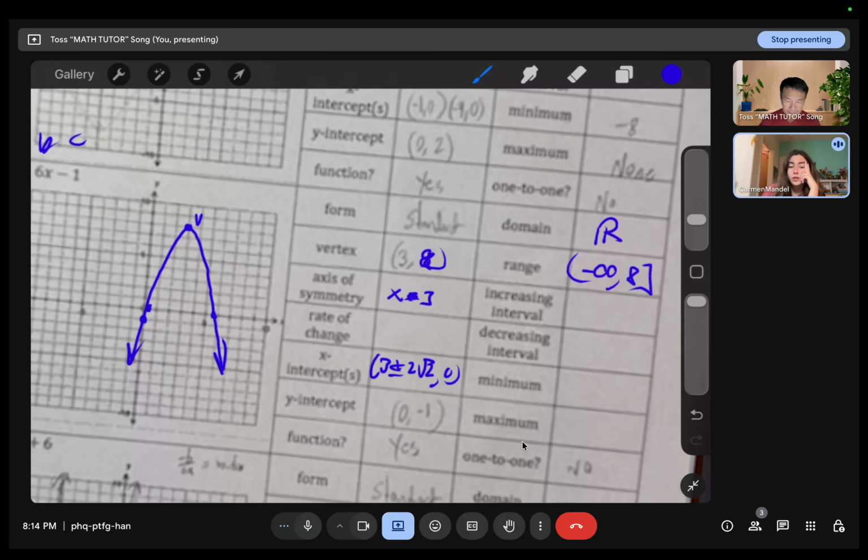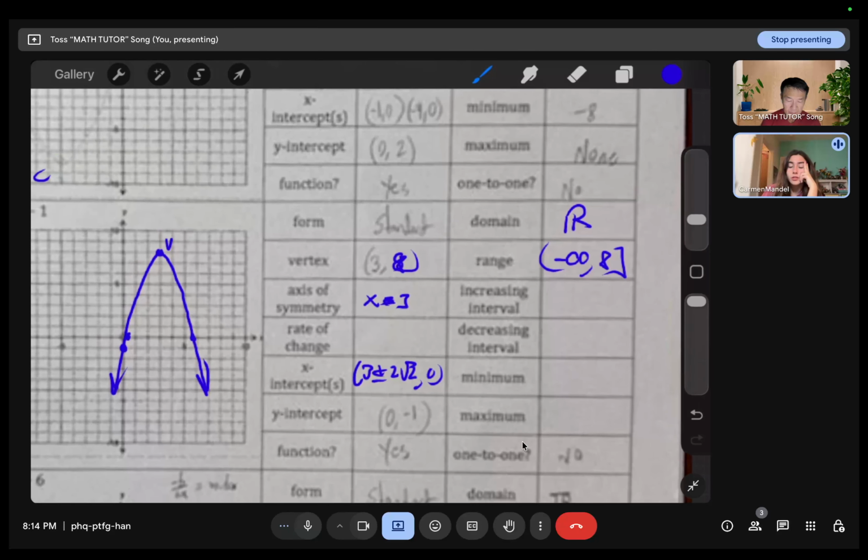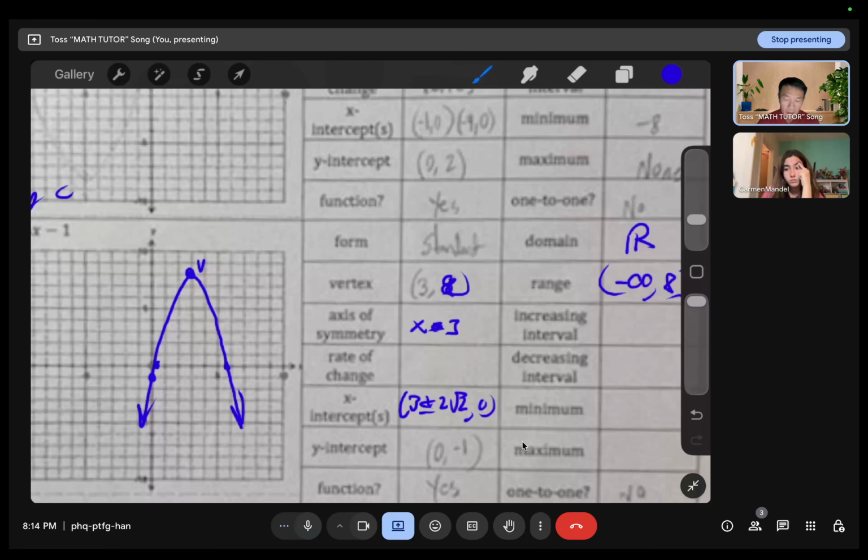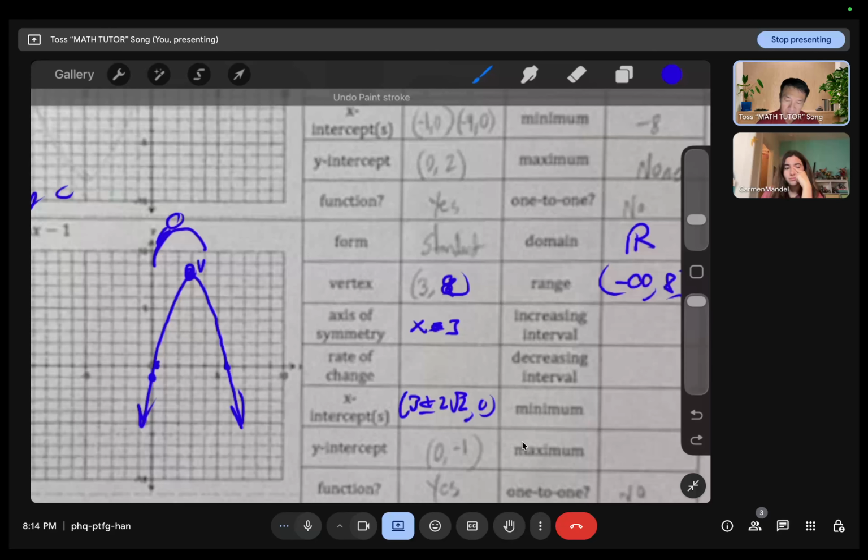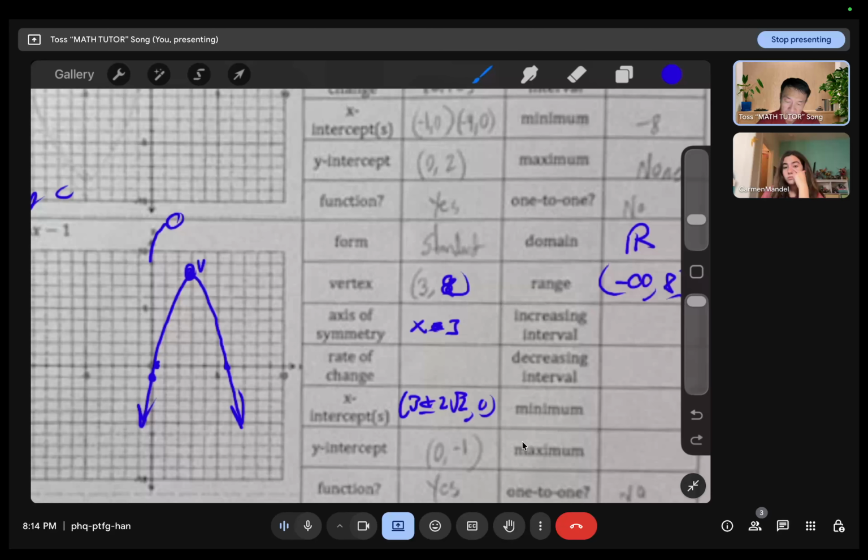So why for range do we have to do the bracket thing? Because I never understand that. Okay, the bracket means you include the number 8. Is that okay? If this were open, like you've seen an open dot before, it means you have to parenthesize it.